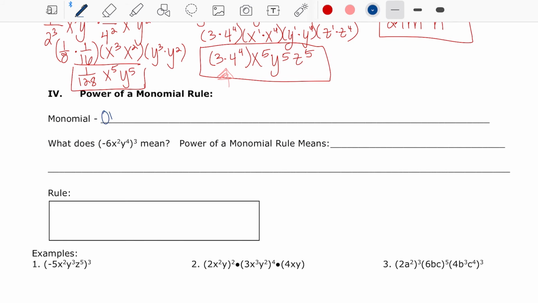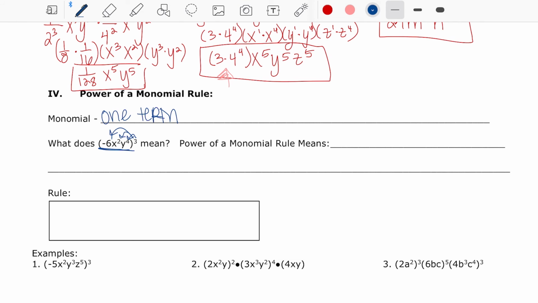We have a monomial, again, which is just one term. And then we want to know, what does negative 6x squared y to the 4th all to the power of 3 mean? Well, that really means this base right here multiplied by itself 3 times. So that would become negative 6 to the power of 3, because that exponent is a 1, x to the power of 6, and then y to the power of 4. So we're kind of taking everything we've talked about and all combining it.